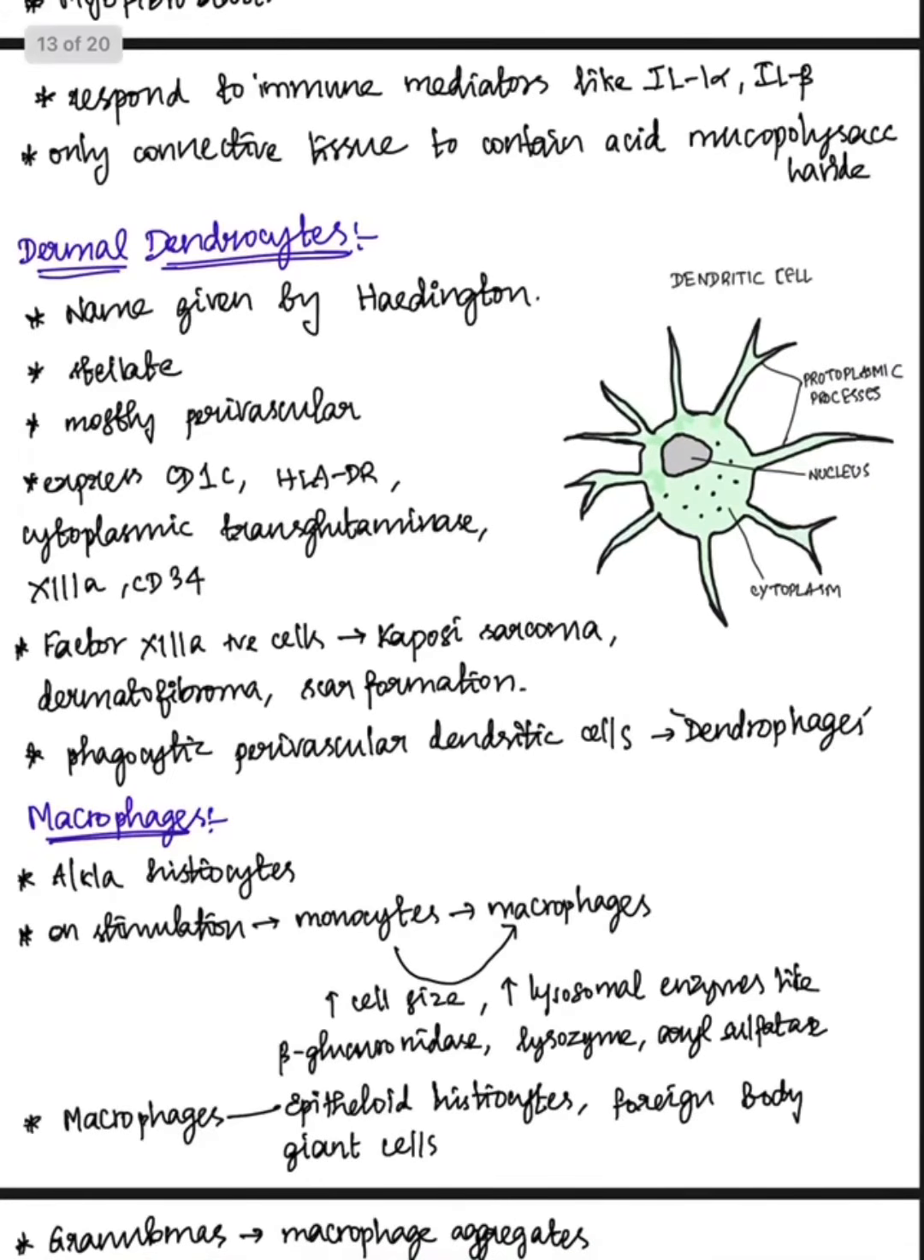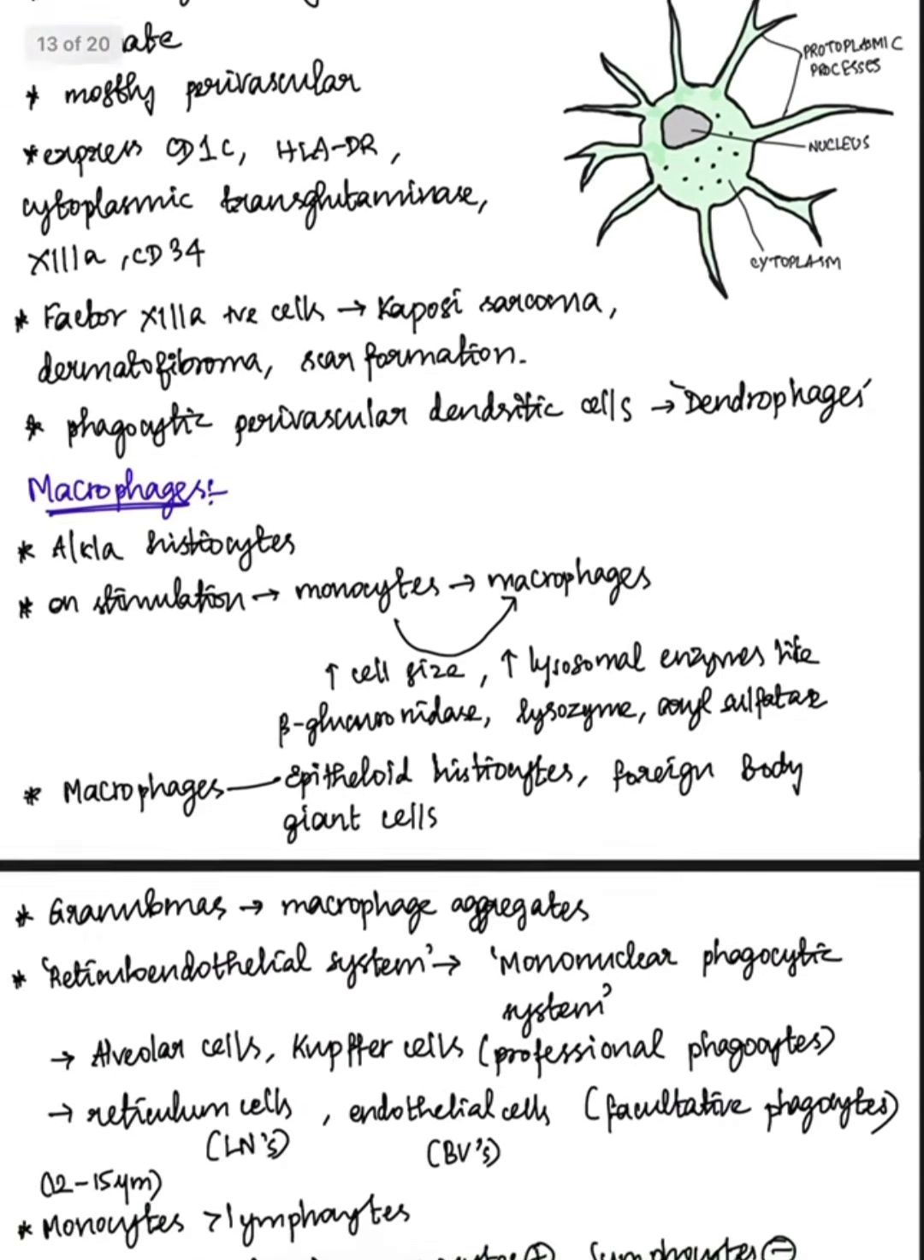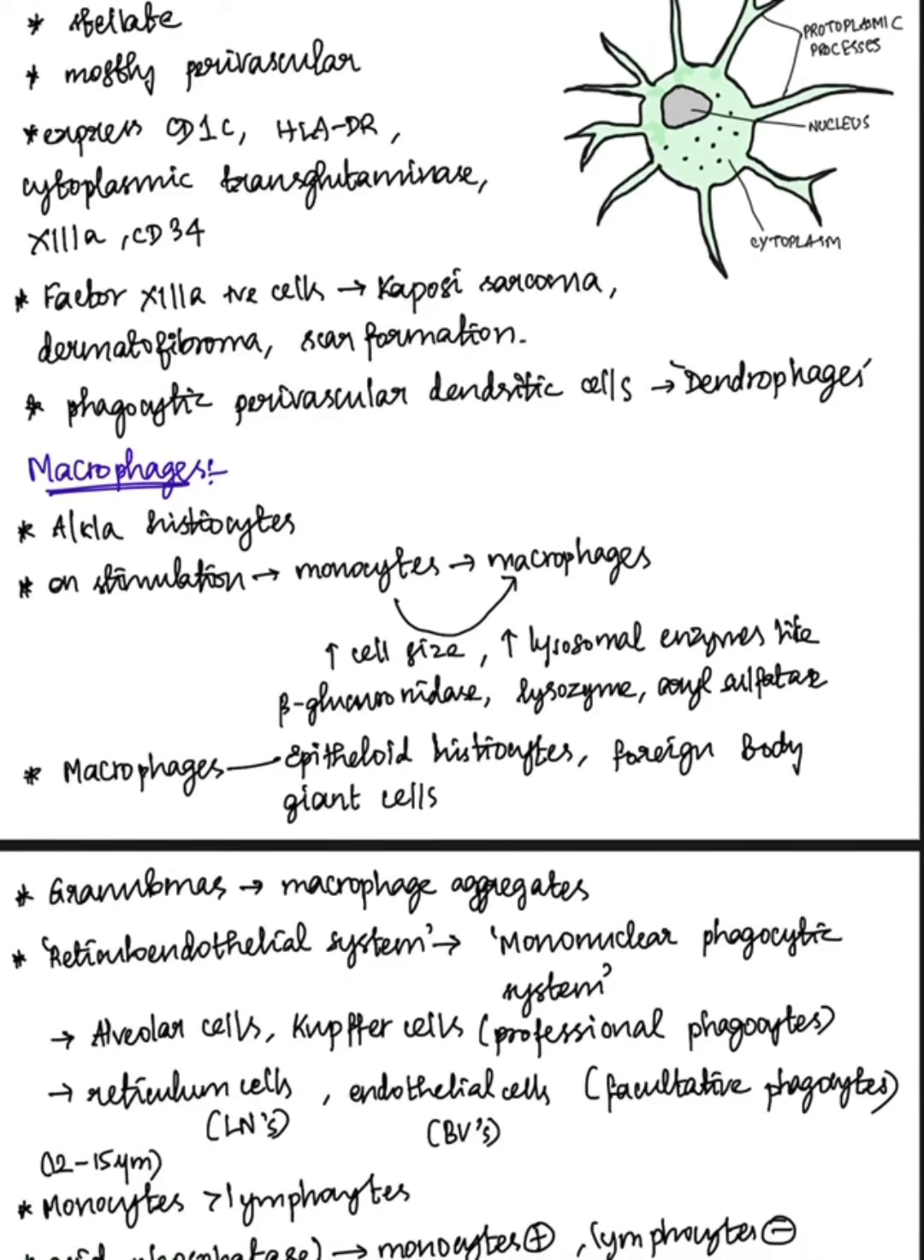They differ from fibroblasts in their stellate contour. They are mostly perivascular in location but can be found anywhere in the dermis, and they express CD1c and factor 13A, CD34, HLA-DR, cytoplasmic transglutaminase, etc. These factor 13A positive cells are found in Kaposi sarcoma, dermatofibroma, and during scar formation. There is one name called dendrophages, which means phagocytic perivascular dendritic cells.